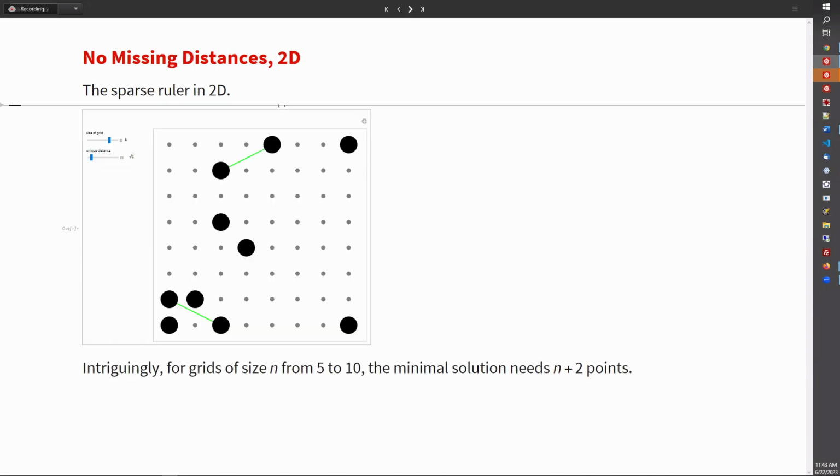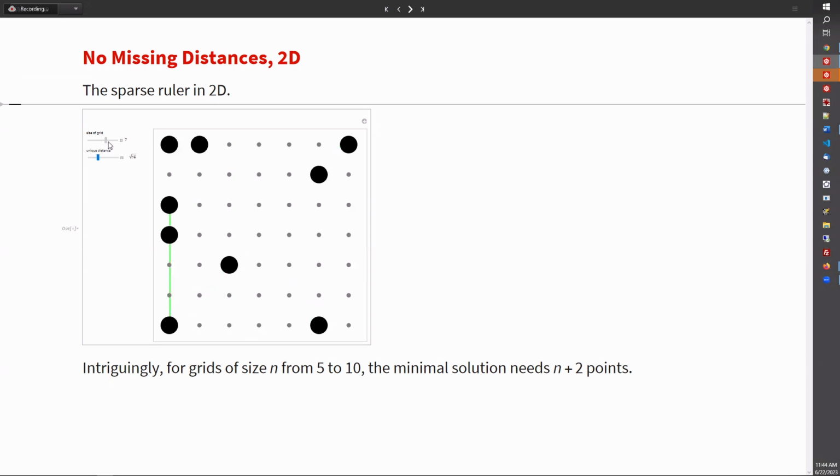What about covering all differences? Well, this is a new demonstration that will be published next week. This is sort of the 2D equivalent to sparse rulers. You have to cover all differences, but it's possible to repeat. So for example, when there's more than one green line, that means that, for example, here, the distance of square root of 26 repeats with this set of points.